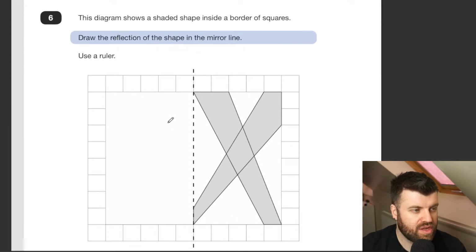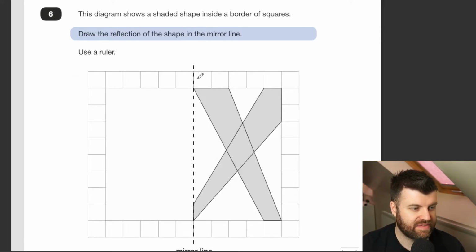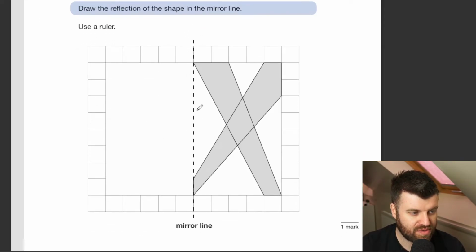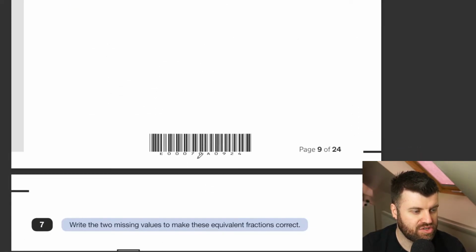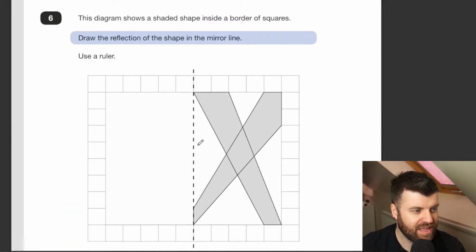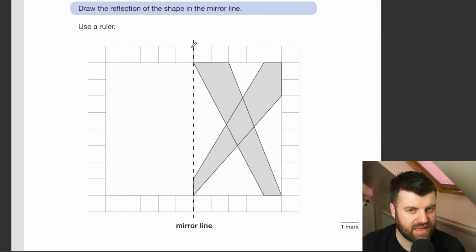This diagram shows a shaded shape inside of a border of squares. So we don't have the squares, but we can use the outer square lines to help us with this. Our job, up here, is to draw the reflection of the shape in the mirror line. So imagine this is a mirror. So what we have to do, the best thing to do here is to map where the points would meet on the line. So here is 2 across, so we're going to map 2 across here. And this line has a gap of 2, and then we have another line here. So we must end up with a gap there.